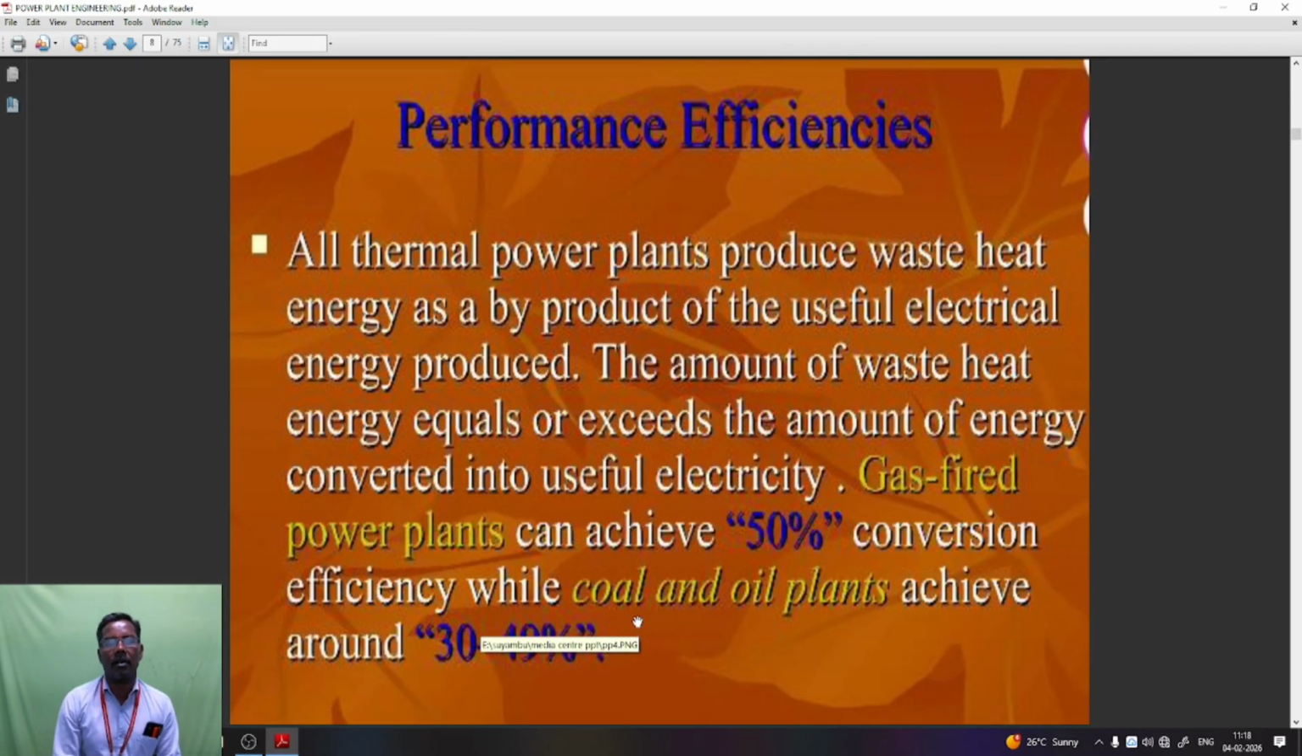Performance efficiency. All thermal power plants produce waste heat energy as a byproduct of the useful electrical energy produced. The amount of waste heat energy equals or exceeds the amount of energy converted into useful electricity. Gas-fired power plants can achieve 50% conversion efficiency, while coal and oil plants achieve around 30%.